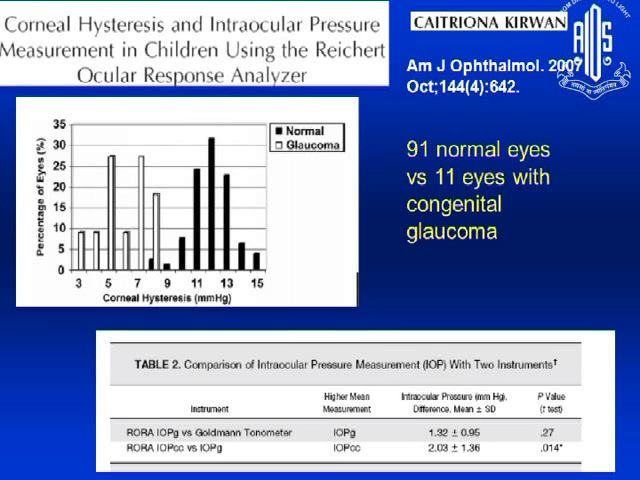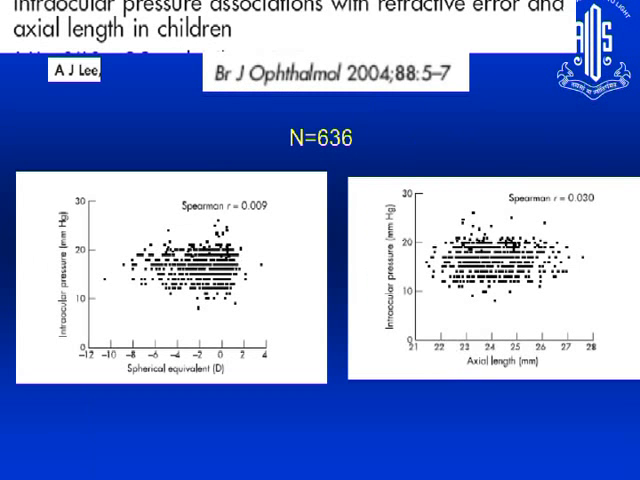Corneal hysteresis is another factor which we have to keep in account, especially in patients with congenital glaucoma. And this group looked at the 91 normal eyes and compared to 11 eyes with congenital glaucoma and found that the corneal hysteresis was significantly less in patients with glaucoma, and this will influence our IOP measurements. They also found that the corneal compensated intraocular pressure was much higher than that of the Goldmann tonometer in this group. There was another study which looked at the IOP associations with refractive error and axial length in school-going children and found that there was no significant influence of these factors.